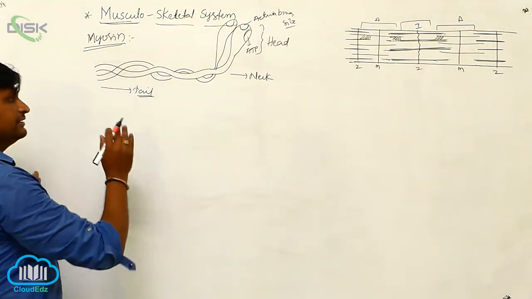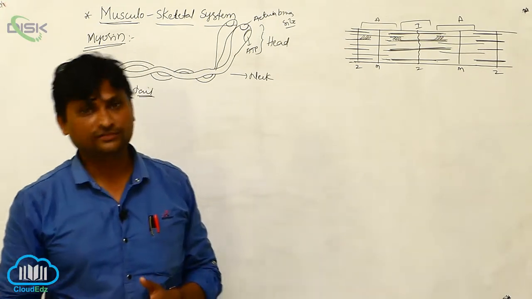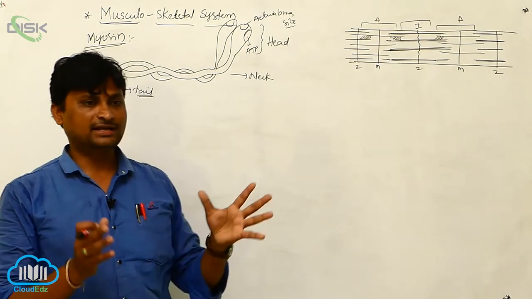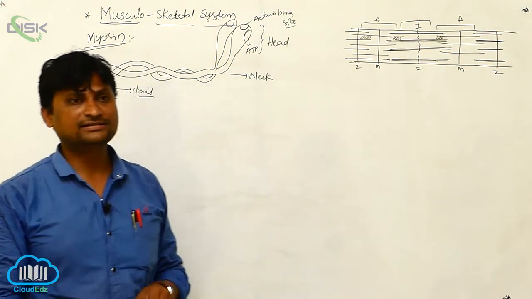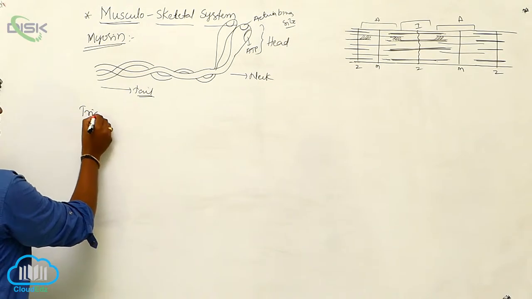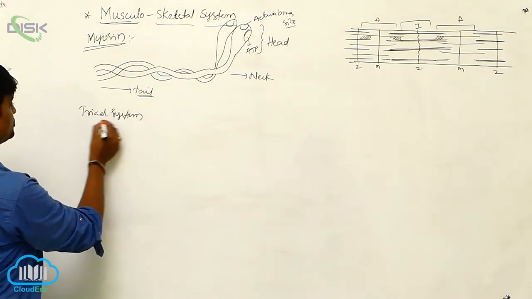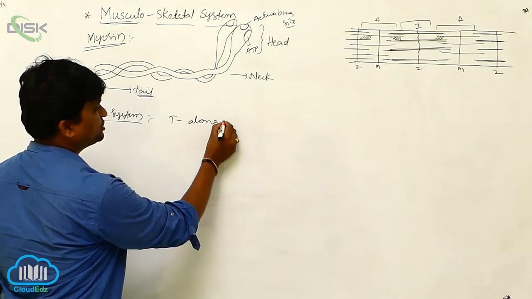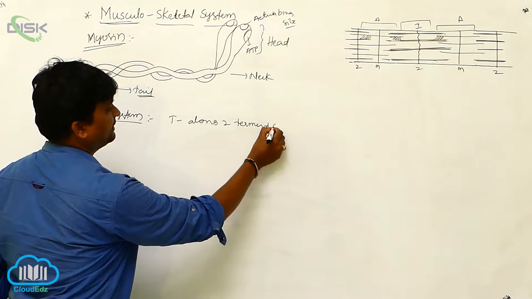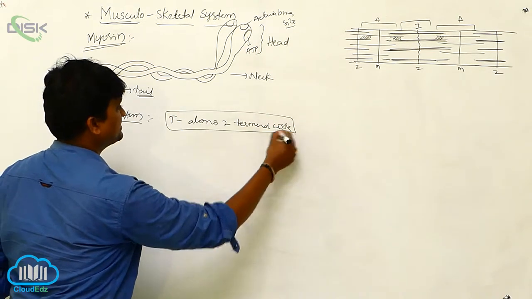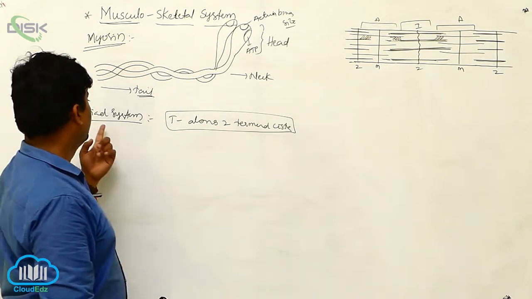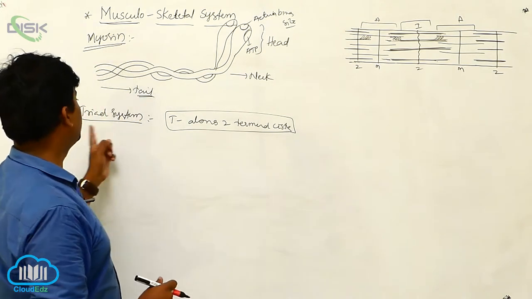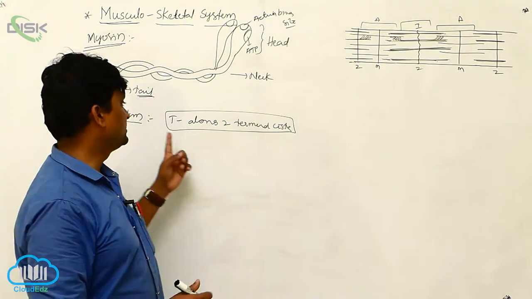Okay, right. Now we have completed what the actin filament and the myosin filament are, and how the actin and myosin filaments show movement. Before that, we discuss one more small topic: the triad system. The triad system is a T tubule along with two terminal cisternae. Once again, a T tubule along with the two adjacent terminal cisternae we consider a triad system. It's a very, very important one.